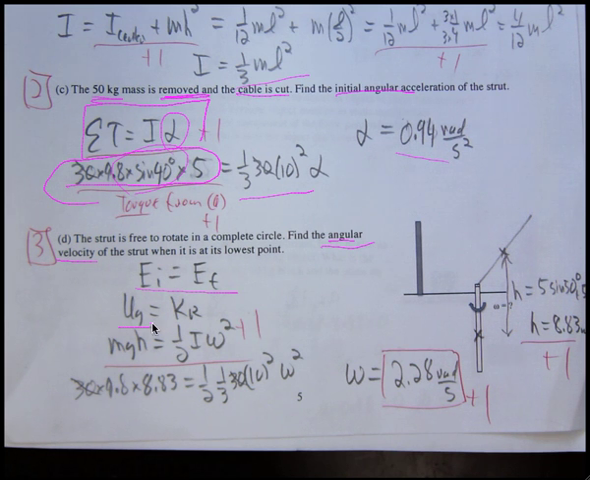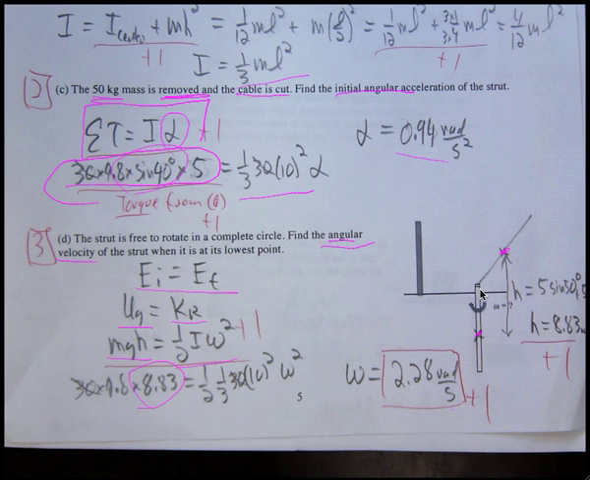And so I start with potential. The cable's cut when it's at rest. I end up with rotational kinetic. And so mgh is gravitational potential, 1/2 I omega squared is rotational kinetic, and set those equal. The mass cancels out. And kind of the key thing is what is the height? And so it's the center of mass change in height that you want.